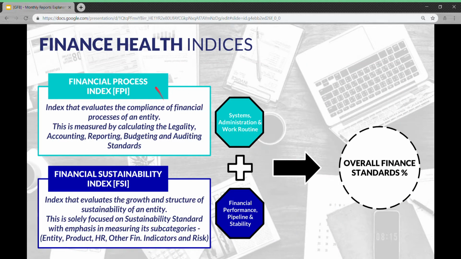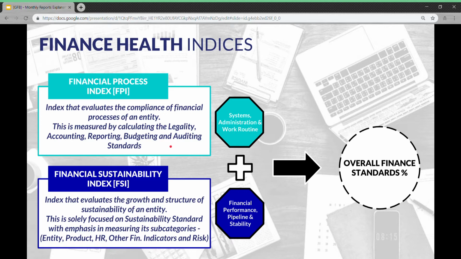So there are two main indices, which are FPI or Financial Process Index and FSI or Financial Sustainability Index. So financial process is an index that evaluates the compliance of financial process of an entity, which means this covers from legality to auditing standards. While the Financial Sustainability Index evaluates the growth and structure of sustainability of an entity.